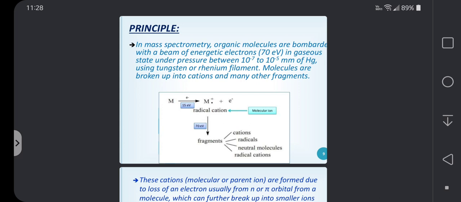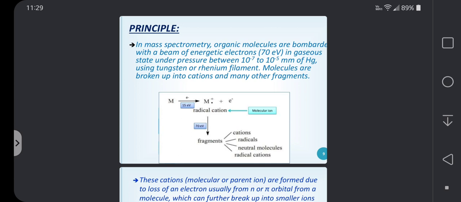Principle of mass spectrometry. In mass spectrometry, the organic molecule is bombarded with a high energy electron. The energy is around 70 electron volts, in the gaseous state under pressure between 10 to the power of minus 7 to 10 to the power of minus 5 mm of mercury, using tungsten or ruthenium filament. The molecules are broken up into cations and many other fragments.